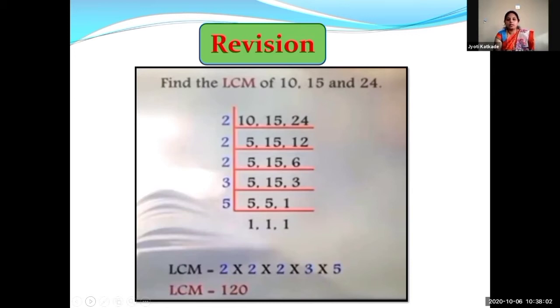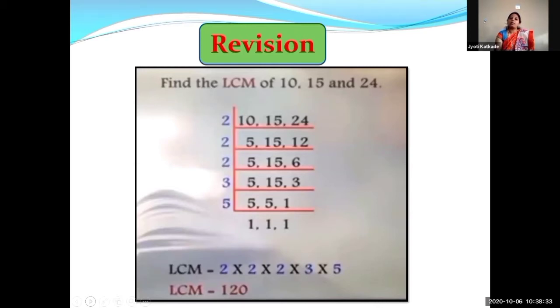Then 15 is also not divisible by 2, so write 15 as it is. And 2 sixes are 12. Now we get the values 5, 15 and 6. Now 6 is again divisible by 2, so take 2. Write 5 and 15 as it is. Now 2 threes are 6. Now our values are 5, 15 and 3. All three values are not divisible by 2.